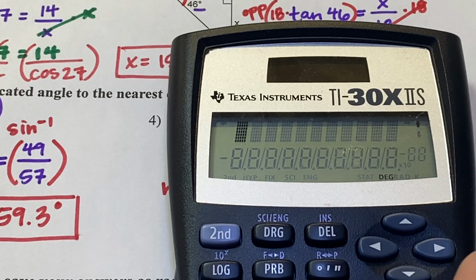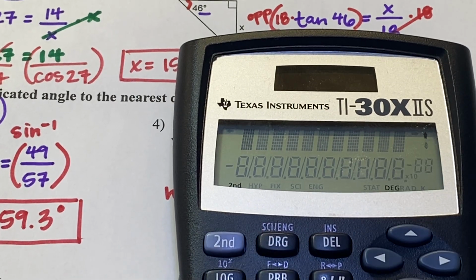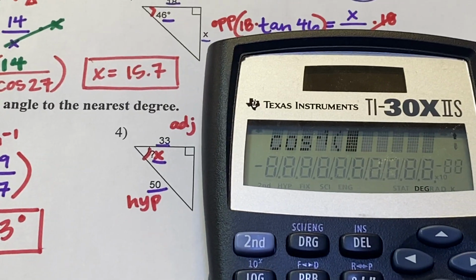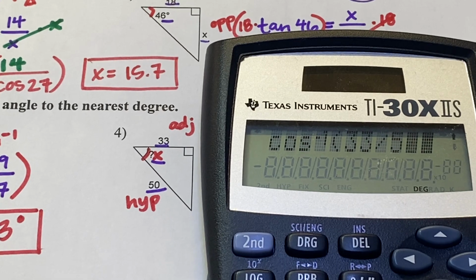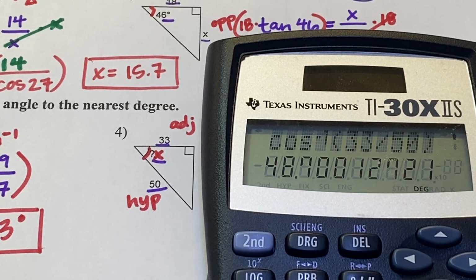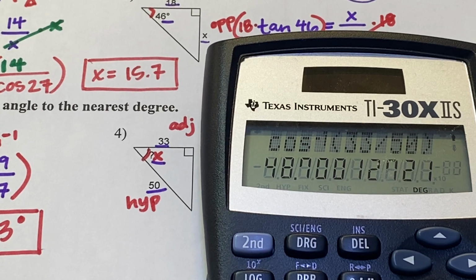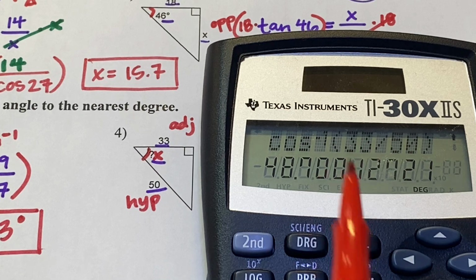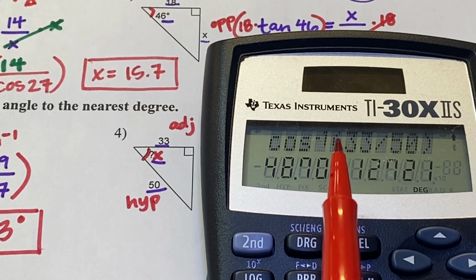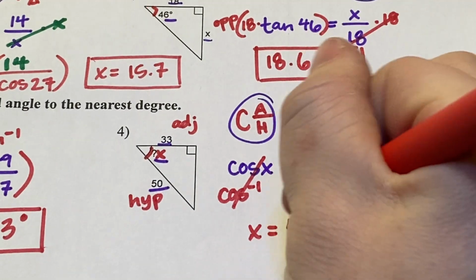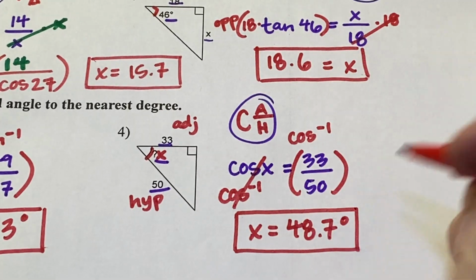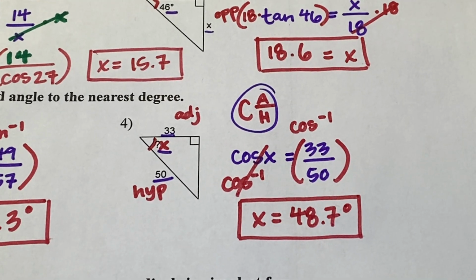Okay, so let's go ahead and type that in. I have second button, cosine, see our little inverse cosine of 33 over 50. The answer, one decimal place, what's that going to round to? 48 point what? 0.7. 48.7. I want one decimal place, so it doesn't change. So 48.7 degrees. Great job.